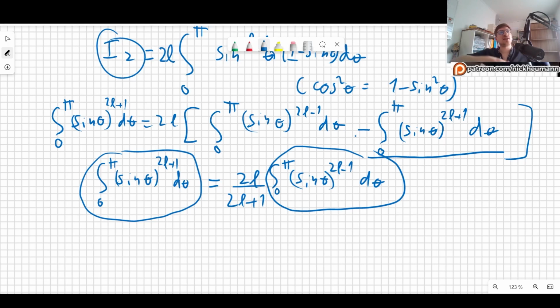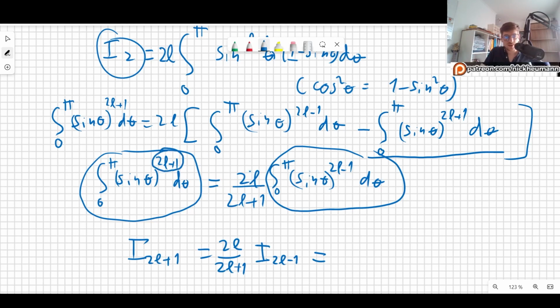So if you have sine to the 5th, you get sine cubed, and then you can do it again to get sine. So we have a recursive formula. The integral for the power 2L plus 1 is 2L over 2L plus 1 times the integral for 2L minus 1. If we plug in 2L minus 1 instead of 2L plus 1, notice that we multiply by the number we put in minus 1. That's why we have 2L and not 2L plus 1, and then we divide by the same number.